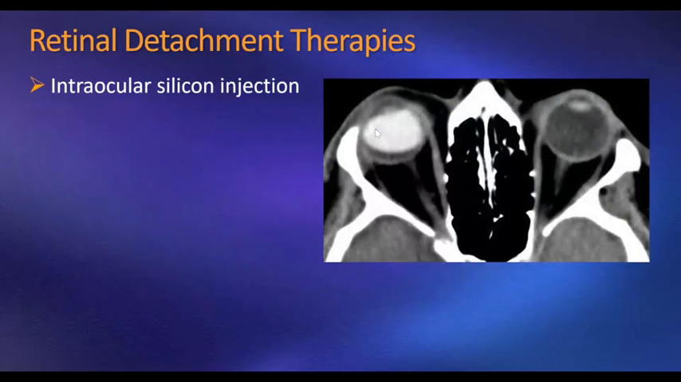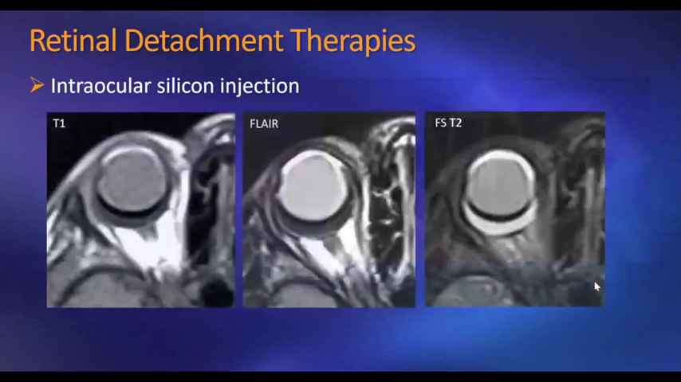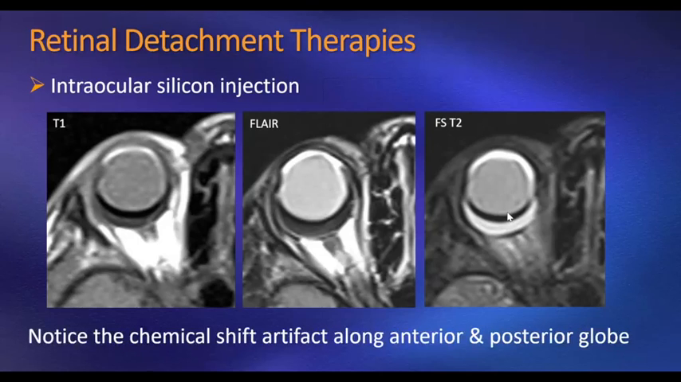Intraocular silicone injection demarcates itself as high-density material within the vitreous body in comparison to the normal eye. On MRI, it assumes different signal intensities on different sequences, but one hallmark is the presence of chemical shift artifact that demarcates itself as a bright band anteriorly and a dark band posterior to the silicone on every single sequence.